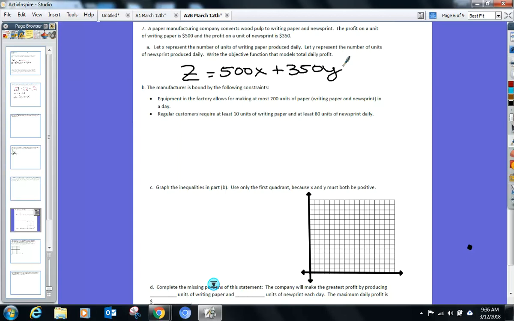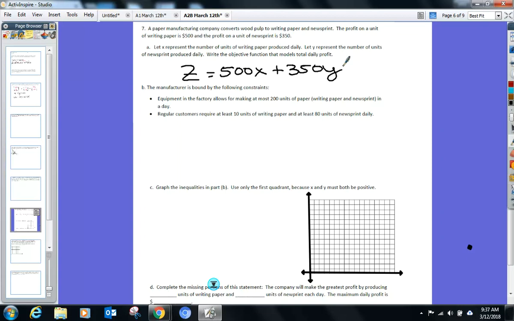Anybody all right with that objective? Now your constraints, your inequalities. Ready? The equipment factory allows for at most 200 units of paper in a day. You have 2 types of paper, newsprint and writing paper. At most 200 units per paper a day. Anybody want to help me set that one up?